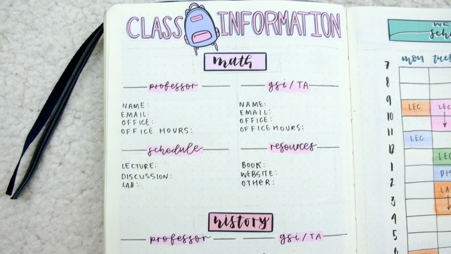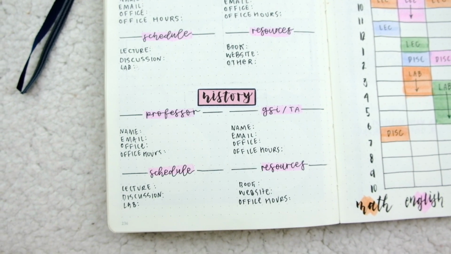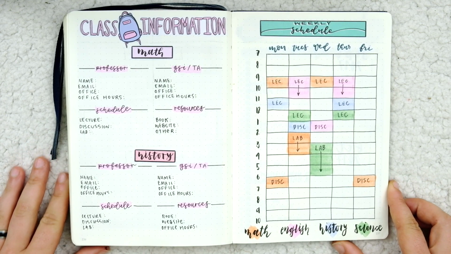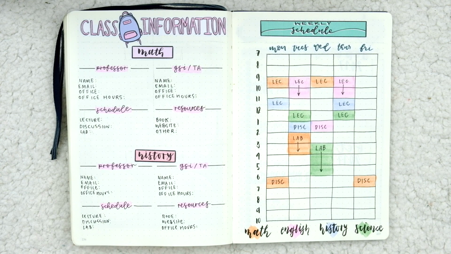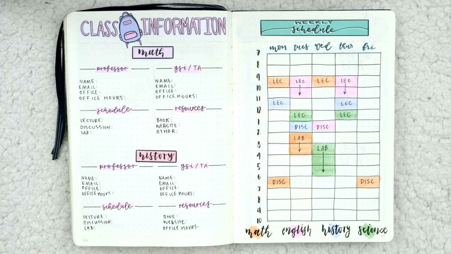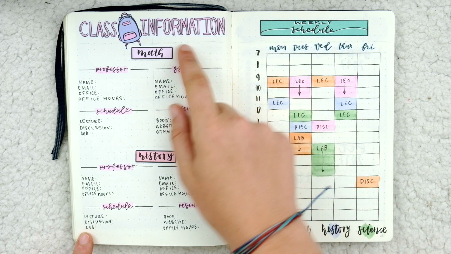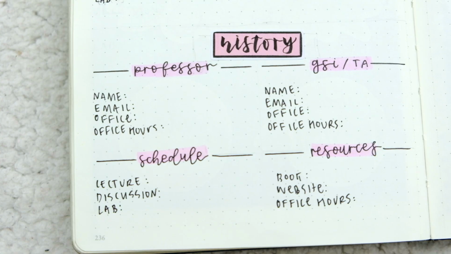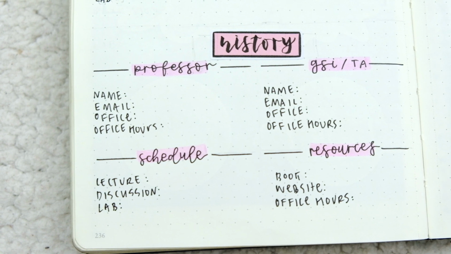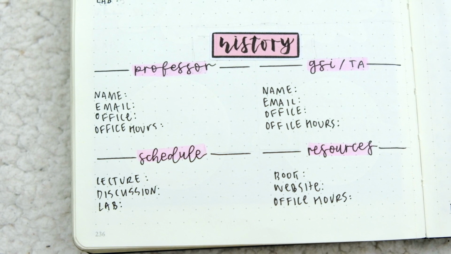For all of these spreads, I'm going to set up what it would look like for 1 or 2 classes, but obviously if you're setting these up for yourself, you would go ahead and do it for every class you have. So this class information page is basically going to have every piece of important information that you will probably need to reference during the semester. For me, this was always my professor's information, like their name, email, office location, and office hours. And the same for the TA, or at my school they were called GSIs, to stand for Graduate Student Instructor.